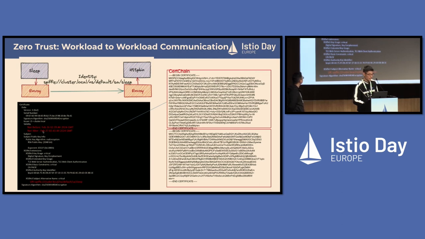And we can see here the validity duration. Then the most important part is the identity part. Here we can see that the identity is of type SPIFFE, with this domain, the namespace and the service account. OK, the right side is the raw certificate chain. The top part is a workload certificate, and the lower part is a root cert.